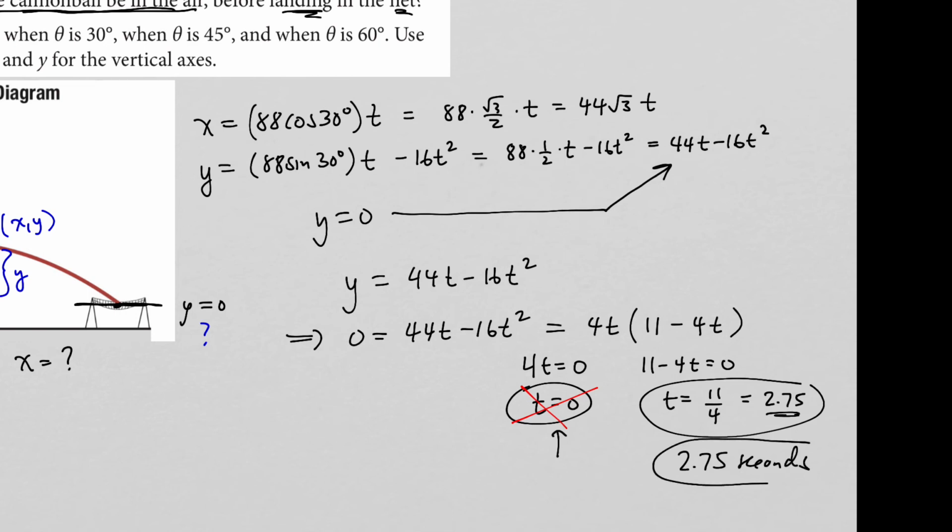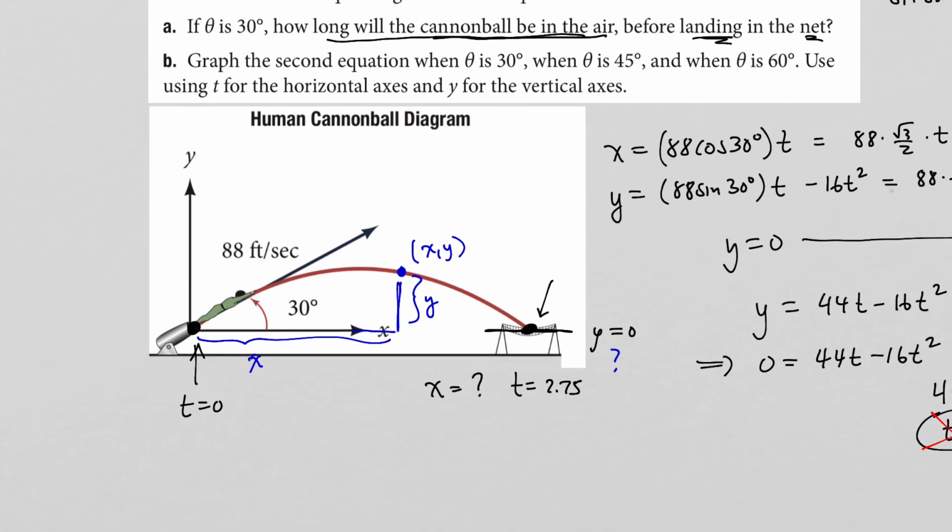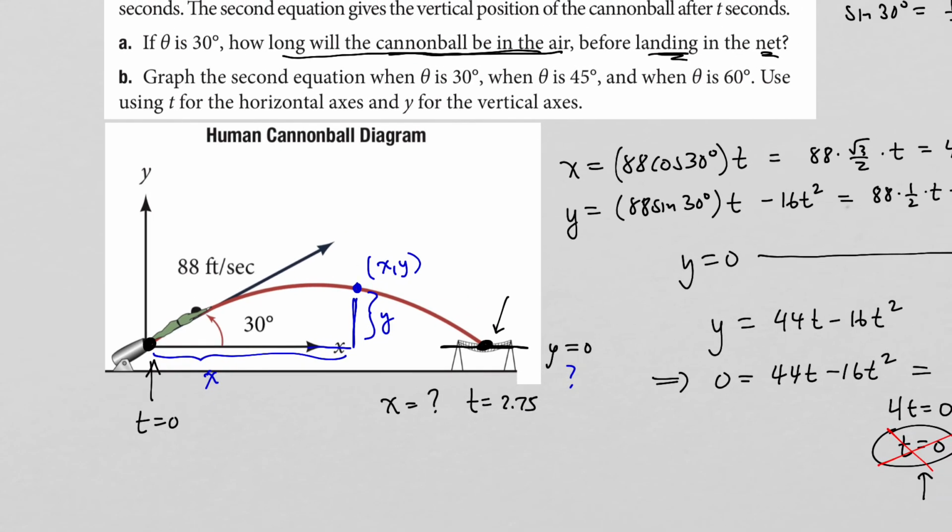Now, why is 2.75 seconds the right answer? Well, because again, the human cannonball is at 0 at 2 times. It's at 0 right here, and this is at the beginning when t equals 0. And it's at 0 here when t equals 2.75. So this time here is the landing time. All right, let's take a look at the second part of the question.